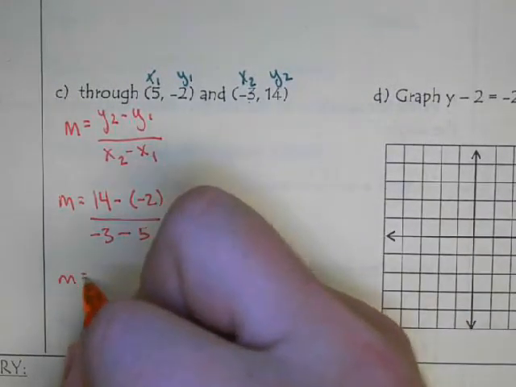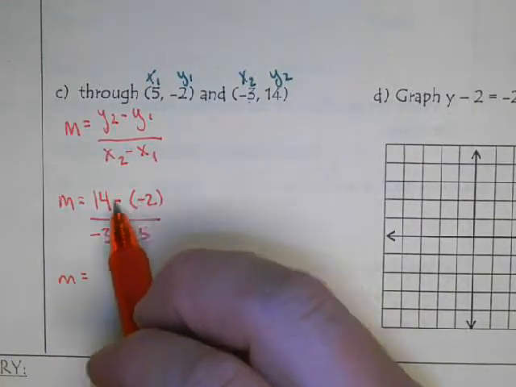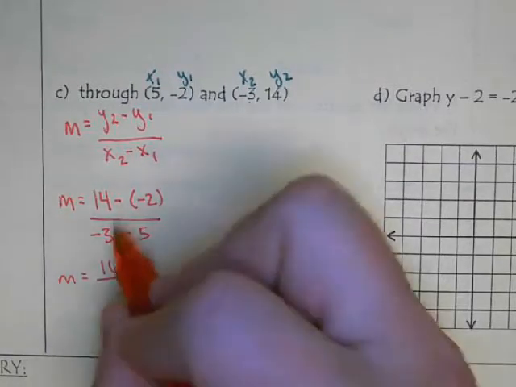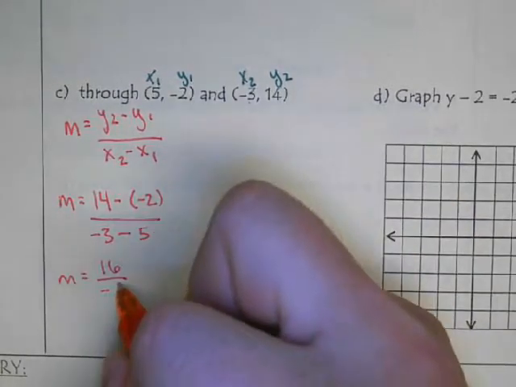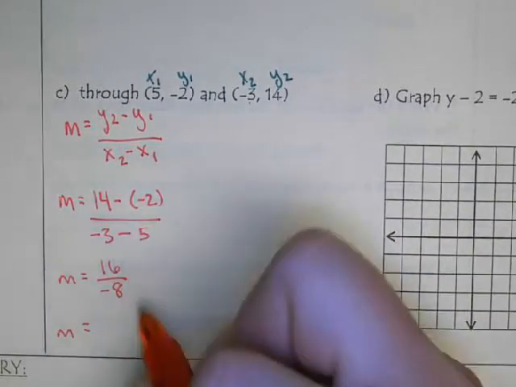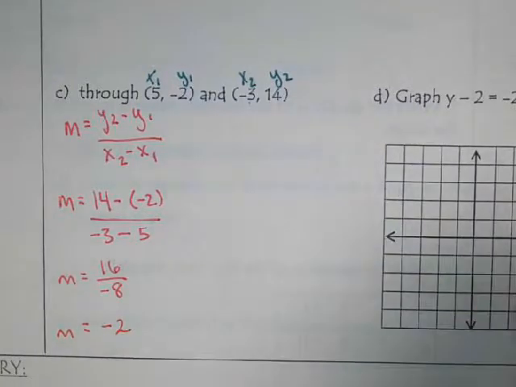We get m is equal to 14 minus a minus is plus, so 16. 14 plus 2 is 16. -3 minus 5 is -8. Simplify one more time, that would be -2, or -2 over 1, both are acceptable.